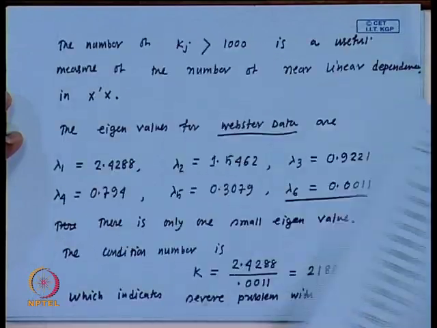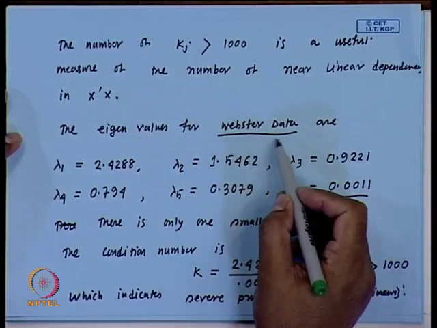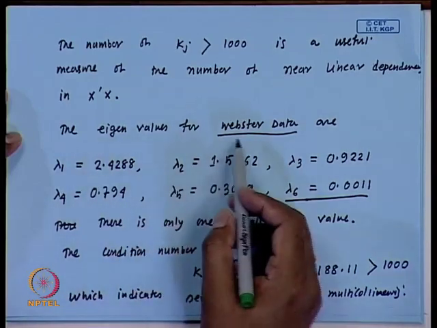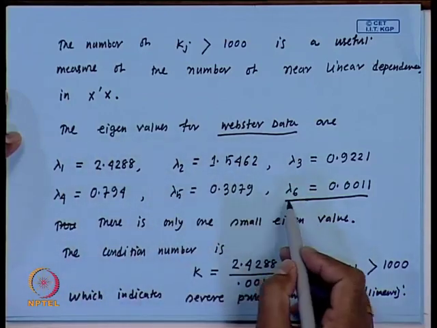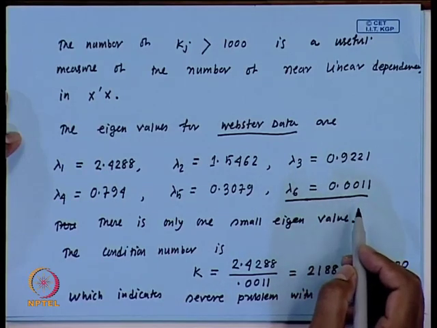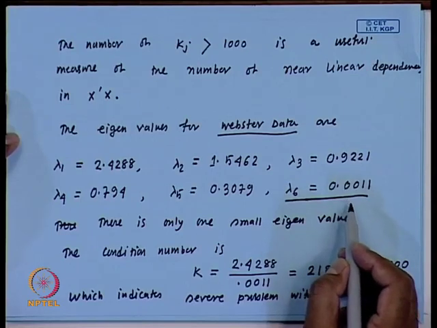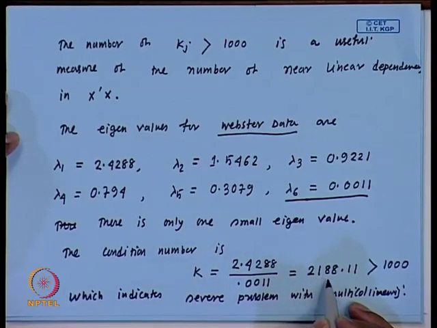Now, the eigenvalues of the X prime X matrix or the correlation matrix for the Webster data are here: lambda 1, lambda 2, lambda 3, lambda 4, lambda 5, lambda 6, and the smallest eigenvalue is this one, which is close to 0. Now, we compute the condition number. See, the condition number is 2188, which is greater than 1000. So this condition number indicates the presence of severe multicollinearity in the Webster data.